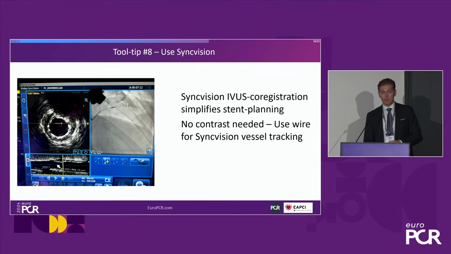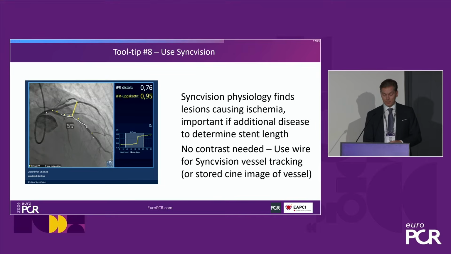Another useful tip is using the SyncVision, which we've been using ever since it was commercially available, and doing an IVUS co-registration, which really simplifies the stent planning. You can either use the previous image, or if you don't want to use any contrast at all, you can also use the wire for SyncVision vessel tracking, which makes it really easy to know where you're at and how to plan your stent, including stent length, actually.